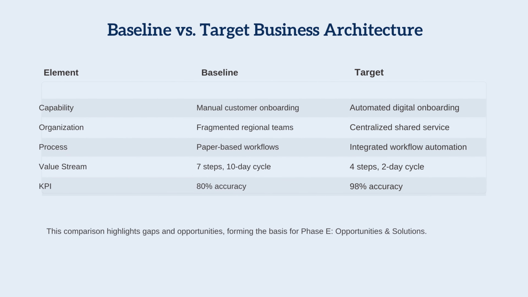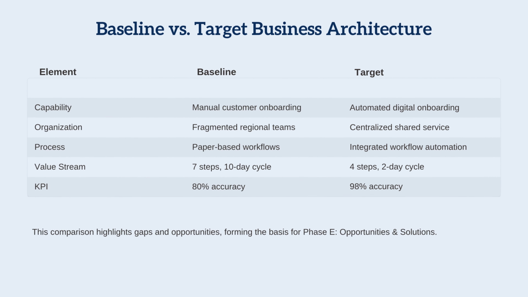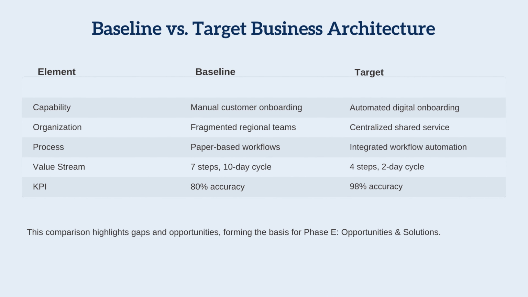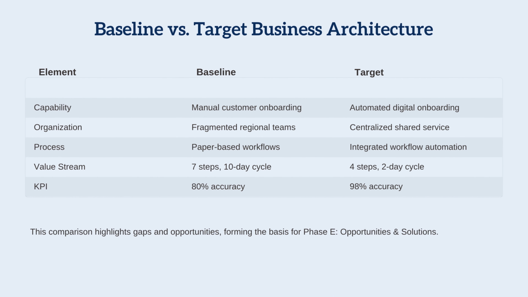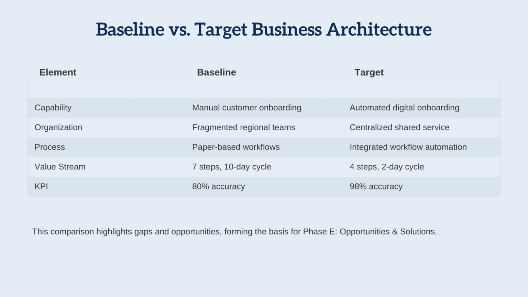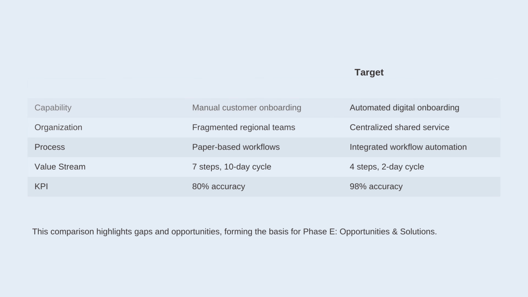Baseline versus target business architecture. Every enterprise has two views, its current reality and its desired future. The baseline architecture describes how things work today. The target architecture defines the optimized state that aligns with business strategy. Example: current, manual onboarding, fragmented teams, paper-based workflows. Target, automated onboarding, centralized service, integrated platforms. The difference between these two states drives the architecture roadmap and transformation priorities.